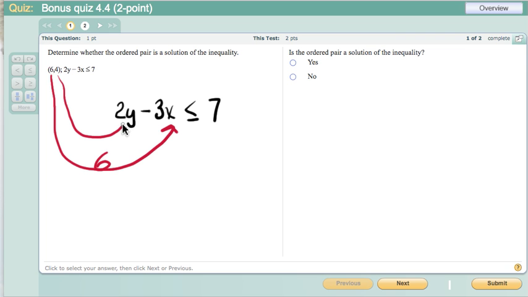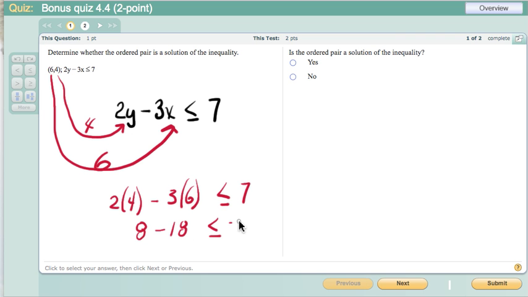And I'm doing this like this because about the only way you can goof this up is if you get the wrong numbers in the wrong slots. So we're going to have 2 times the quantity 4, which is what x is equal to, minus 3 times the quantity 6, which is what y is equal to. We want to know if the result of that arithmetic is less than or equal to 7. Is 8 minus 18 less than or equal to 7? And the answer is, of course it is. This is a negative number, and a negative number is less than 7. So the answer here is going to be yes.